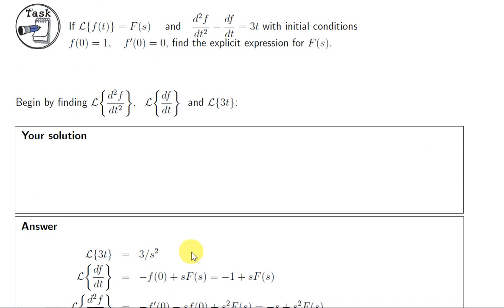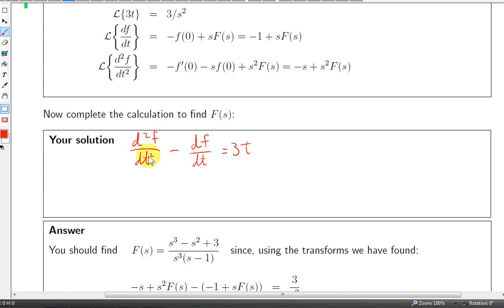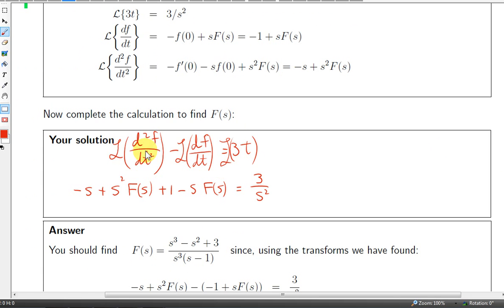Now we can plug what we've got into this differential equation. So here is the differential equation. We've taken the Laplace transform of both sides, and we're using the linearity property, if you like. So L of this difference is the difference of these transforms, and we've L of 3 times t on the right hand side. And filling in, we have this here. We just have to make F of s the subject.